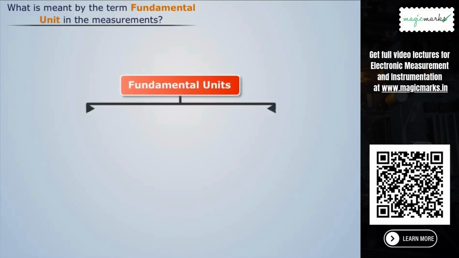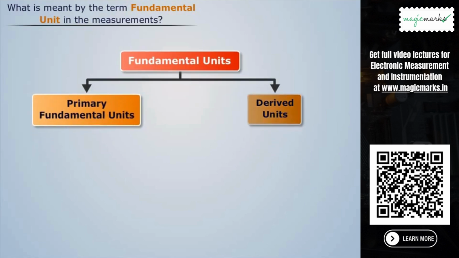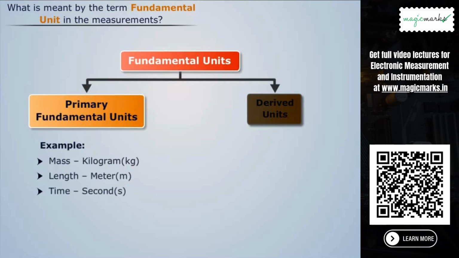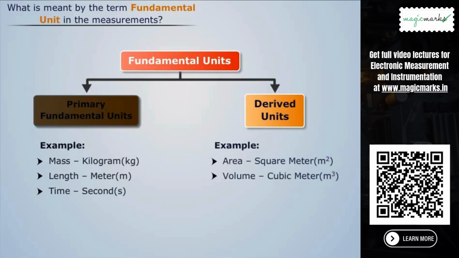Fundamental units are of 2 types: primary fundamental units and derived units. Also, the size of primary fundamental units is quite arbitrary and can be selected to fit a certain set of circumstances, that is, mass, length, time, etc. The units which can be expressed in terms of fundamental units with the help of physical equations are called the derived units, that is, area, volume, density, etc.